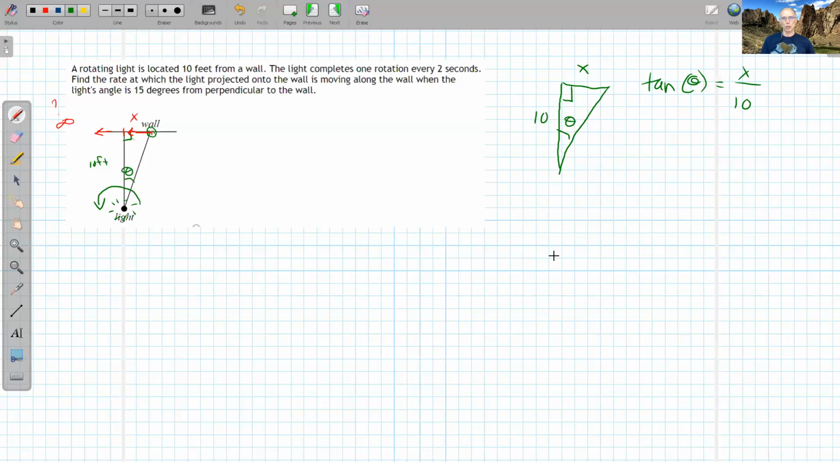Cool. We want to find dx dt. We want to find the rate at which the projection of the light is moving along the wall. So that's what I was calling x, the movement along the wall, the distance from the perpendicular, with respect to time. Now the rotation every 2 seconds, this is important in calculus. Angles, especially with trig functions, need to be in radians.